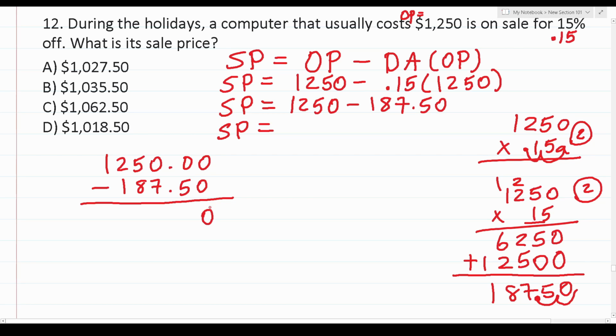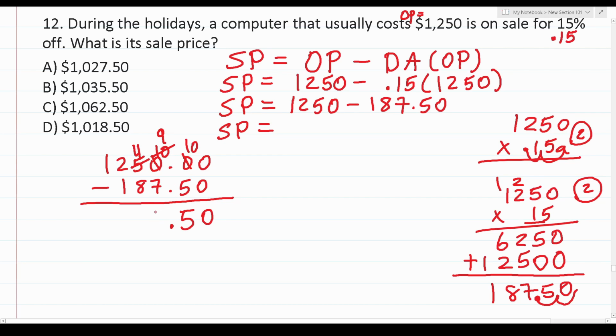0 minus 0 is 0. 0 minus 5, we can't work that out, so we're going to have to borrow to the left. We have a 0 to the left, so we're going to have to come all the way over here to this 5 and borrow one more time. This would be 4. This will be 10. This will be 9, and this will be 10. 10 minus 5 is 5. Drop our decimal down in place.